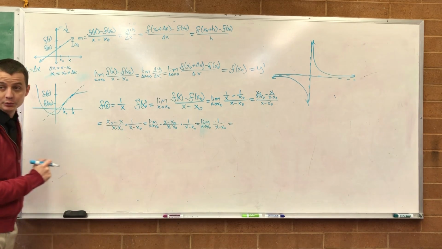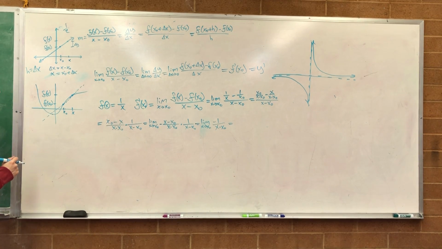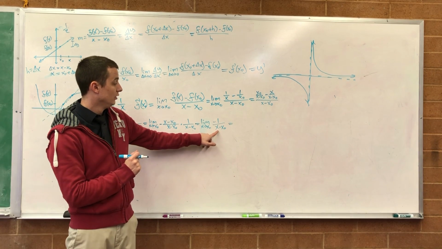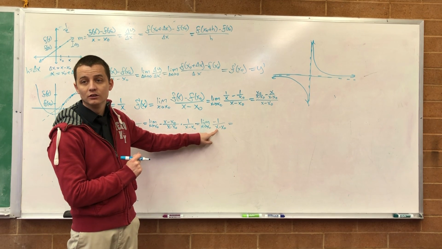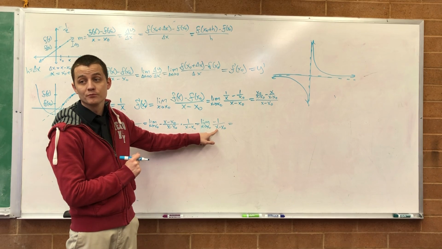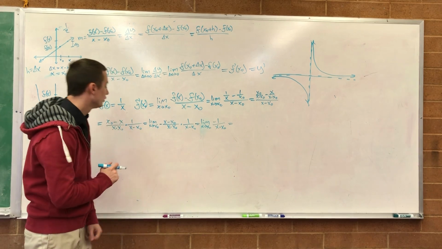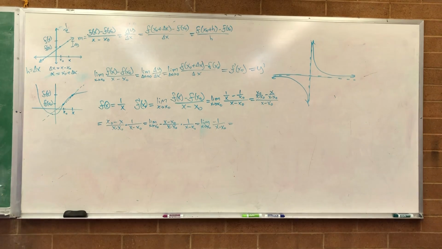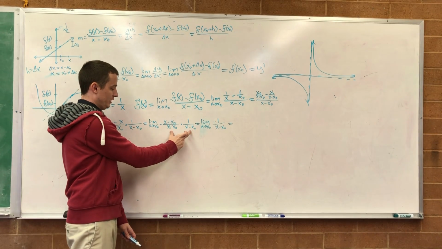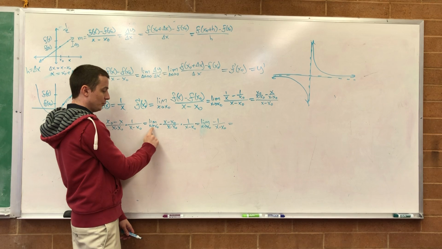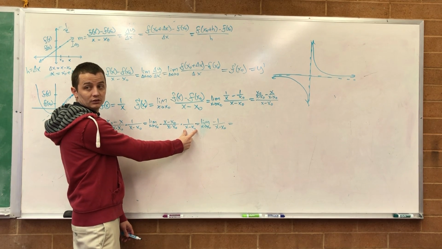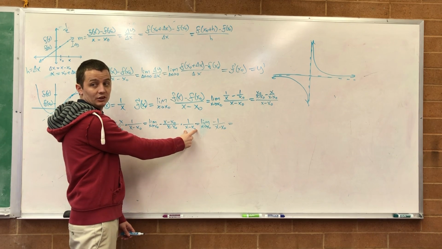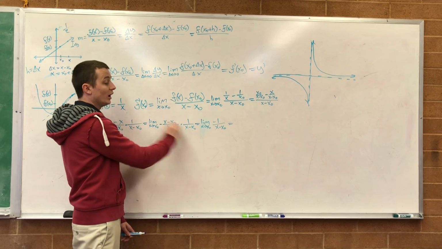Now we can take that limit, and what do we get? As x approaches x naught, what does x approach? The same number. No, we made it so it doesn't go to 0 anymore. Notice over here, as x approaches x naught, what does x minus x naught get closer and closer to? 0. Can we divide by 0? No, that was our whole problem. Now we got that out.